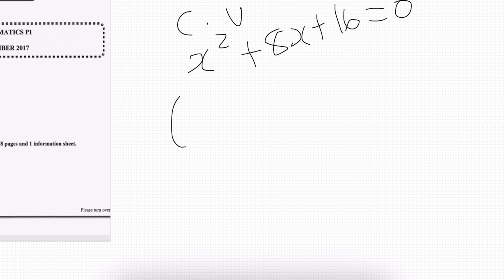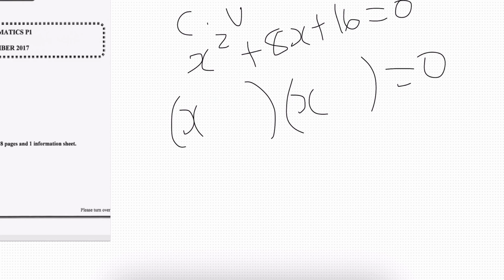You can look for factors here as we've done before. It should be x, and then factors of 16: it's 8 times 2, it's also 4 times 4, it's 16 times 1. But which factors make up 8? Because this sign is positive, that means your factors have similar signs and they take the sign of the middle term. So they are both positive, so you have a plus and a plus 4.